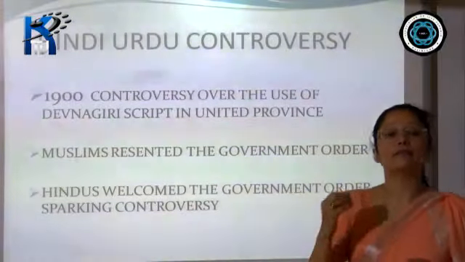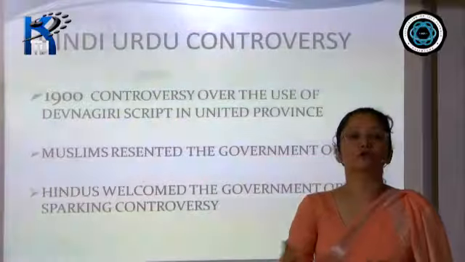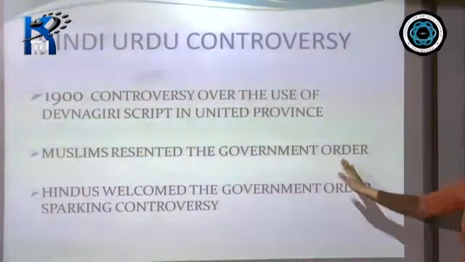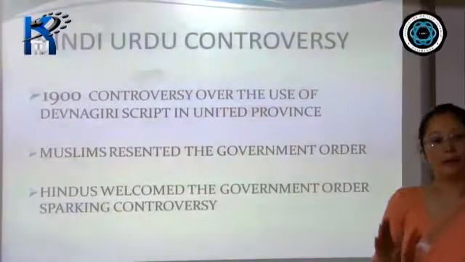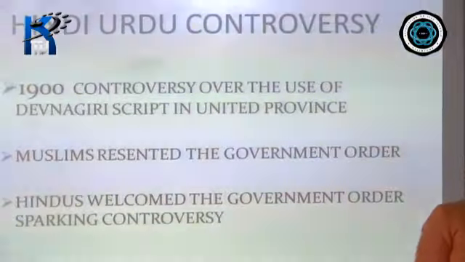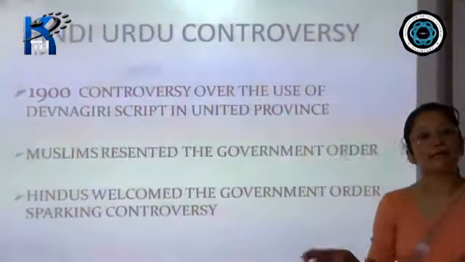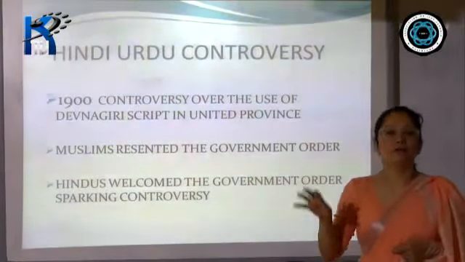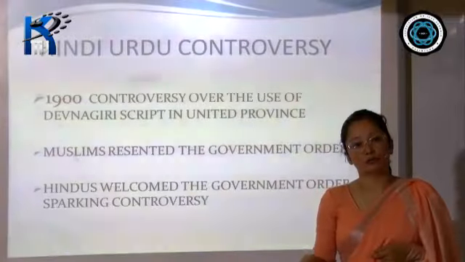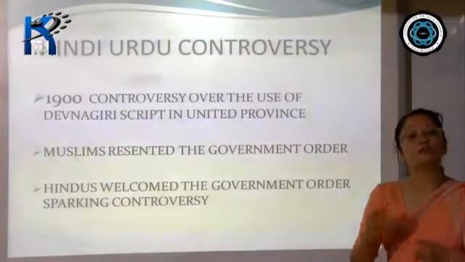What was the effect of this? What happened after this court order was issued? The Muslims resented the government order. Remember, the United Province is a Muslim-dominated area. Here, they did not want the use of any other language. And they were very angry with the British for helping out the Hindus. So they protested against the government order.